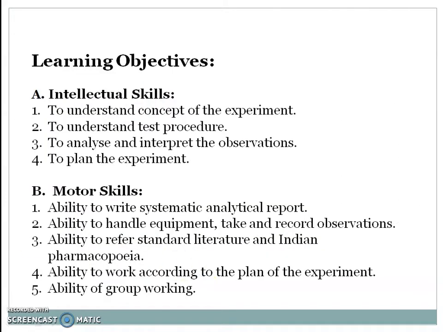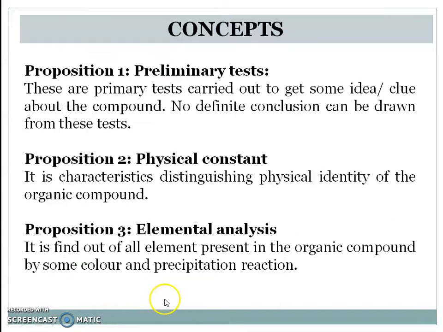Learning objective: student will be able to develop intellectual skill, that means to understand the concept of experiment, to understand the test procedure, to analyze and interpret the observation, to plan the experiment. Motor skill: ability to write systemic qualitative analytical report, ability to handle equipment, take and record observation, ability to refer standard literature and Indian Pharmacopoeia, ability to work according to plan of the experiment, and ability of group working.